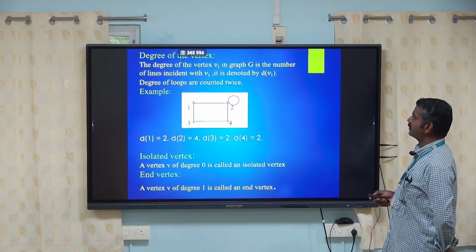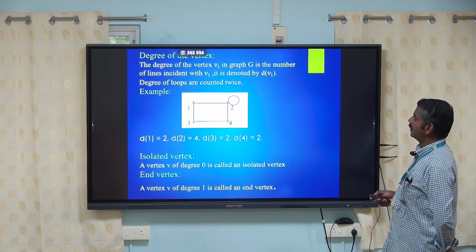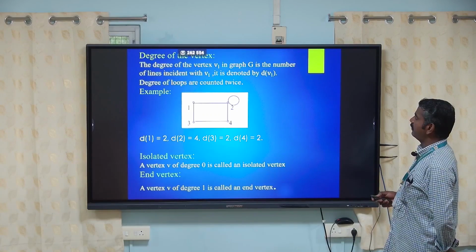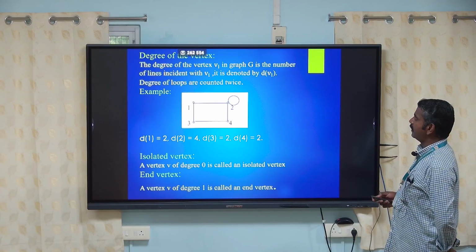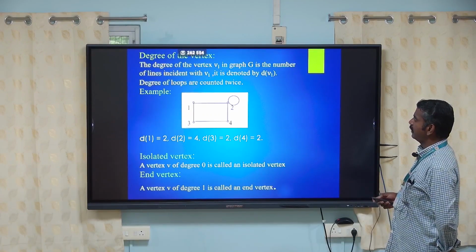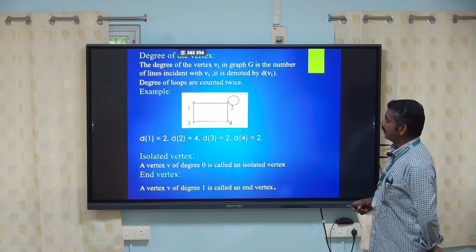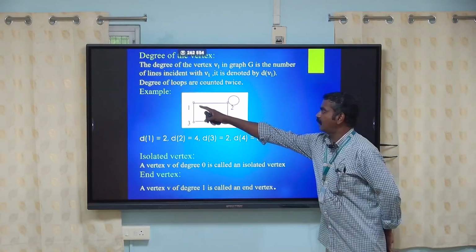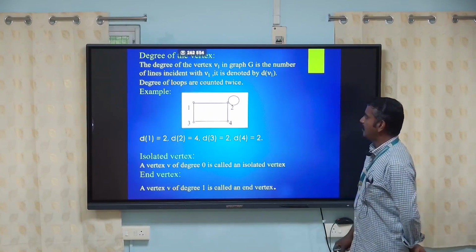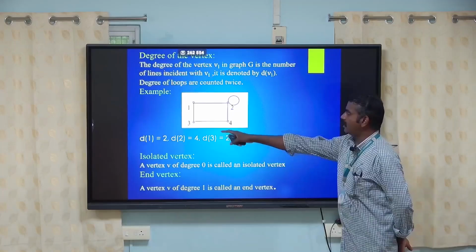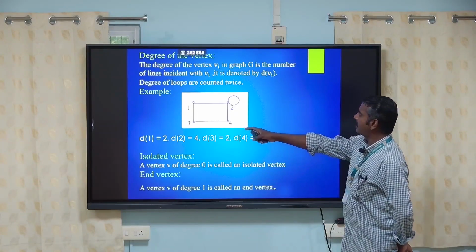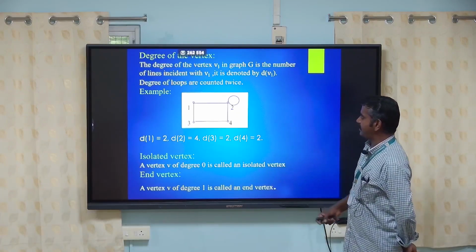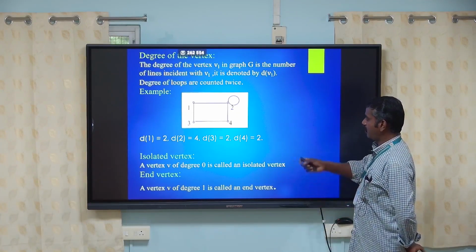Degree of the vertex. The degree of the vertex Vi in a graph G is the number of lines incident with Vi. It is denoted by D of Vi. Degree of loops are counted twice. For example, in this graph, D of 1 equal to 2. Degree of the vertex is equal to the number of lines incident with it. Degree of 3 is equal to 2. Degree of 2 equal to 4, since loops are counted twice. Degree of 4 equal to 2.